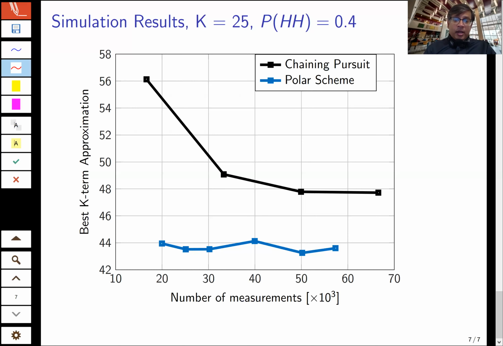And you can see for the same best k-term approximation, the number of measurements can be substantially smaller for our scheme. In fact, this curve basically remains flat like this. So compared to the black curve, which is chaining pursuit, the polar coding scheme seems to perform extremely well. The flip side, of course, is that this is a little more complex. This is more complex than this, but what you gain is in terms of number of measurements required.